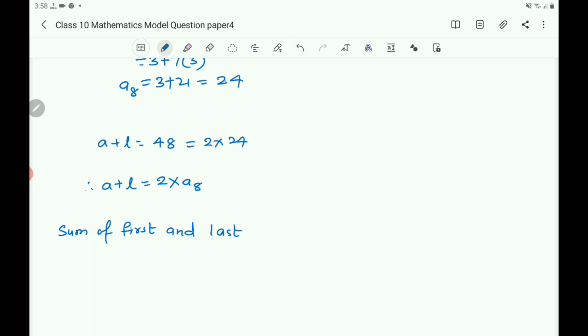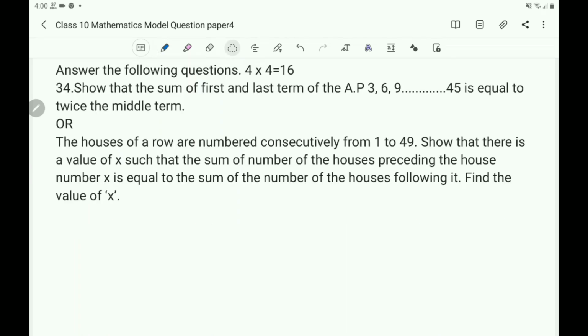First and last term equals twice the middle term. Twice the middle term you got. So you got the answer for this question. But here you observe that this is a choice question. Question number 34 is a choice question.